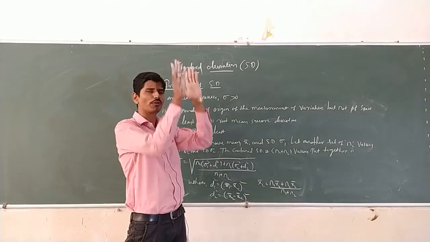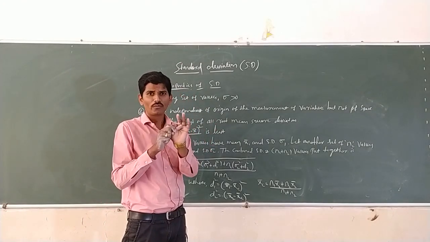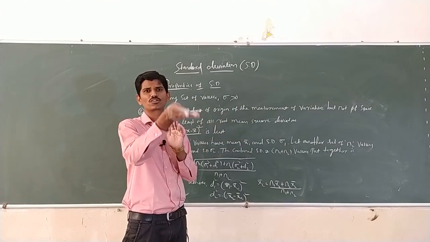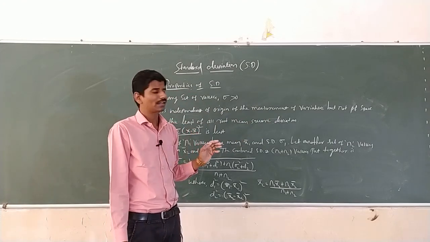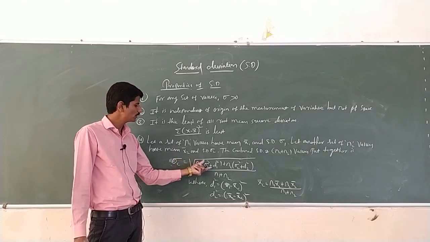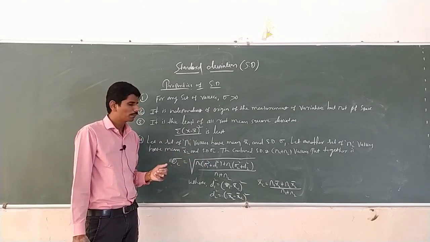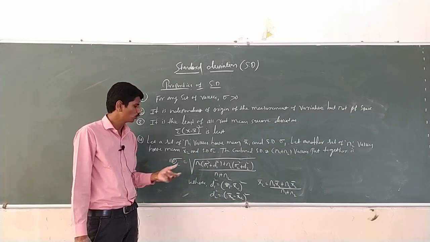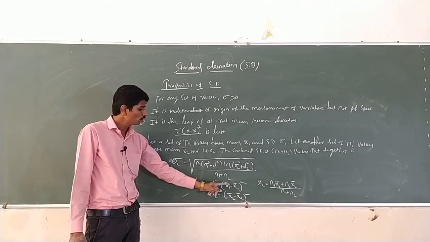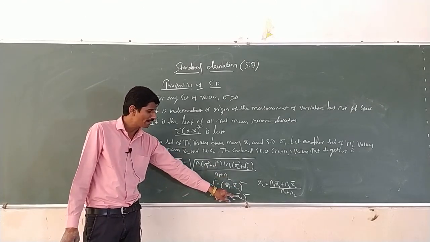Let a set of n1 values have mean x1 bar and standard deviation sigma 1, and let another set of n2 values have mean x2 bar and standard deviation sigma 2. Then the combined standard deviation is sigma c equal to under root of n1 into sigma 1 square plus d1 square plus n2 into sigma 2 square plus d2 square divided by n1 plus n2. Here d is a deviation, that is d1 square equal to x1 bar minus x bar c whole square, d2 square equal to x2 bar minus x bar c whole square.